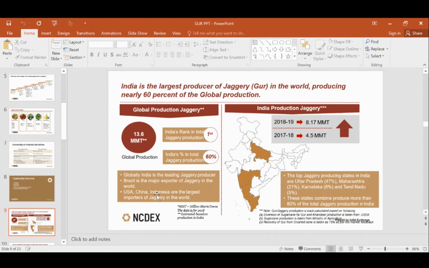Globally, Brazil is the major exporter of jaggery, and the USA, China, and Indonesia are major importers of jaggery in the world. Global production of GUR is 13.6 million metric tons, and this is for the year 2018. In India, Uttar Pradesh, Maharashtra, Karnataka, and Tamil Nadu are major jaggery producing states, and these states combined produce 80% of the total jaggery production in India.